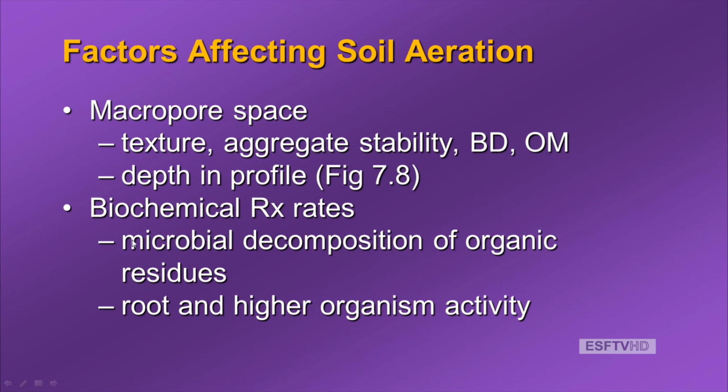And then what else is going on? We have the root system. Okay? And so roots and organisms, they're generating CO2. So there's a lot of CO2 being generated. So as these rates increase, the macropore space, the rate of exchange, has to rise to meet the occasion. And when it doesn't, the soil becomes poorly aerated. So these two factors, macropore space and biochemical reaction rates, are kind of driving some of this aeration.